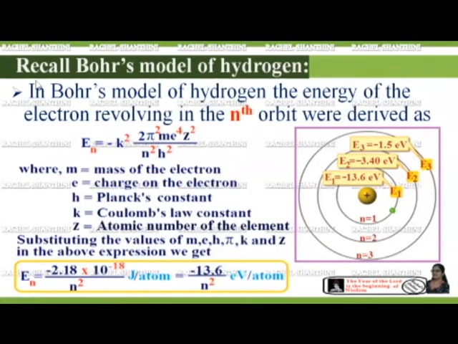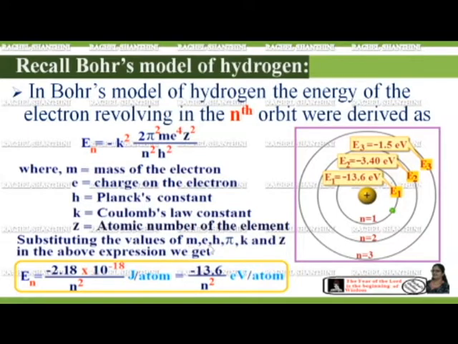Before getting into today's concept, let's recall Bohr's model of hydrogen. In Bohr's model of hydrogen, the energy of the electron revolving in the nth orbit is given by the expression E suffix n is equal to minus k square into 2 pi square m e power 4 into z square upon n square into h square.